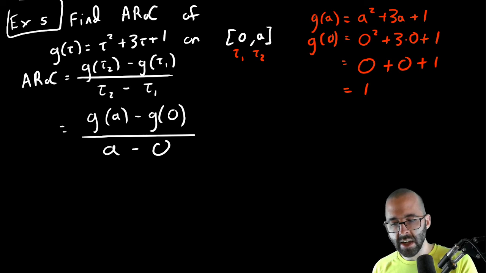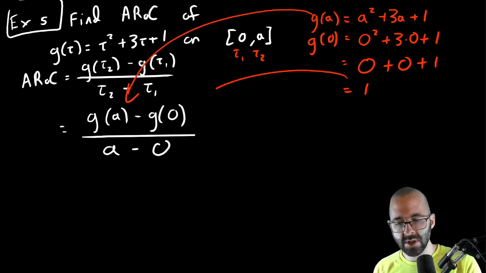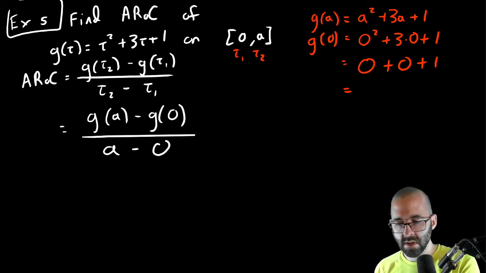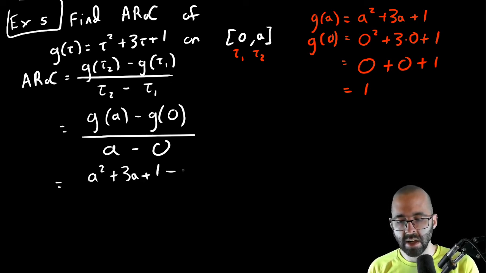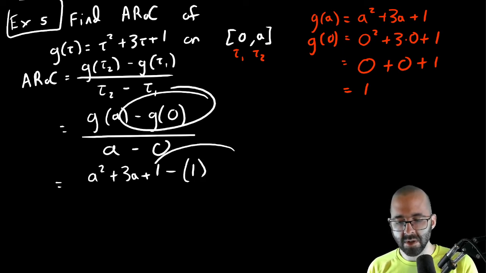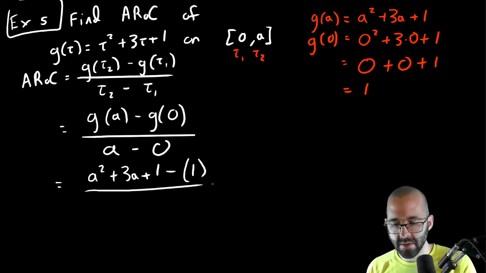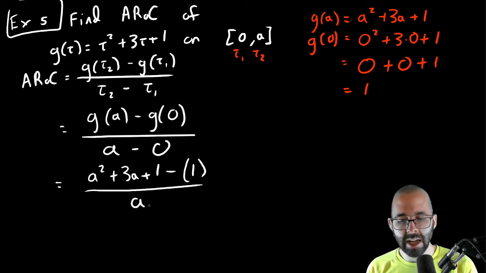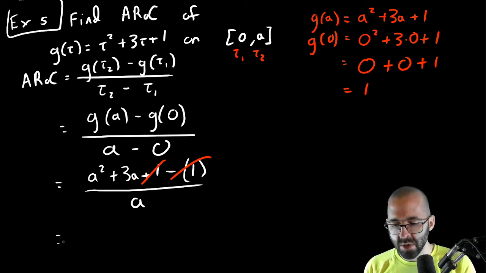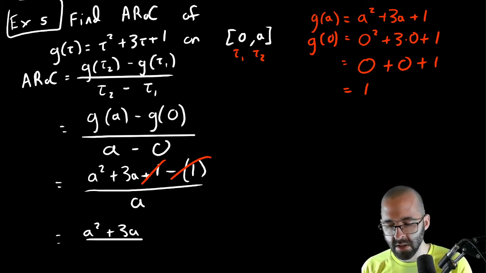So let's replace g of a with what it equals, and g of 0 with what it equals. So g of a is a squared plus 3a plus 1 minus g of 0, which is 1. Be very careful when you're subtracting these. Parentheses are usually a good idea. Here it doesn't matter though. Divided by a minus 0, which is just a. So we're adding 1 and we're subtracting 1. Those cancel out. We're just left with a squared plus 3a divided by a.